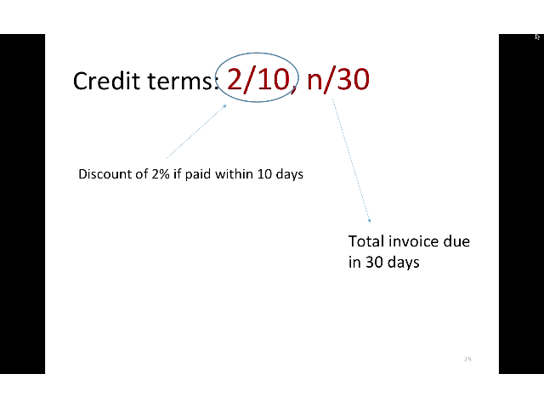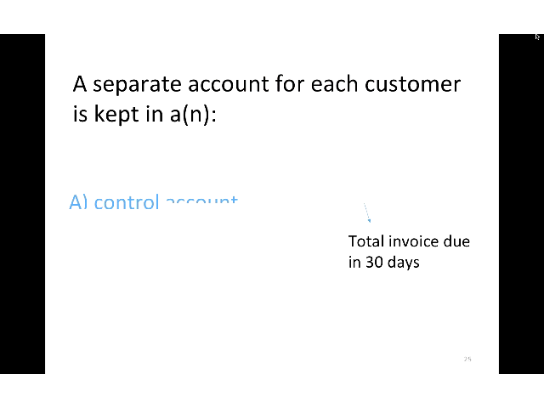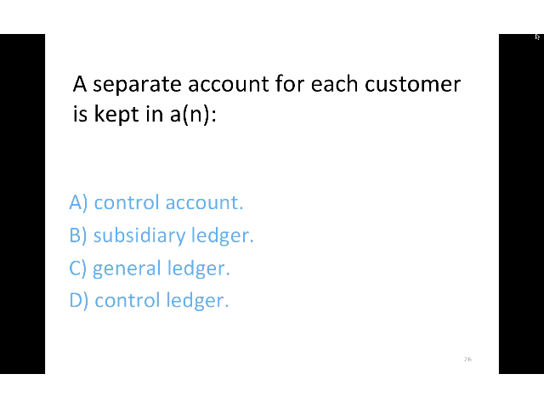So another question relates to another vocabulary term in this chapter. 30 days would be the entire period. So 30 days from invoice date. Okay, the separate account for each customer is kept where?